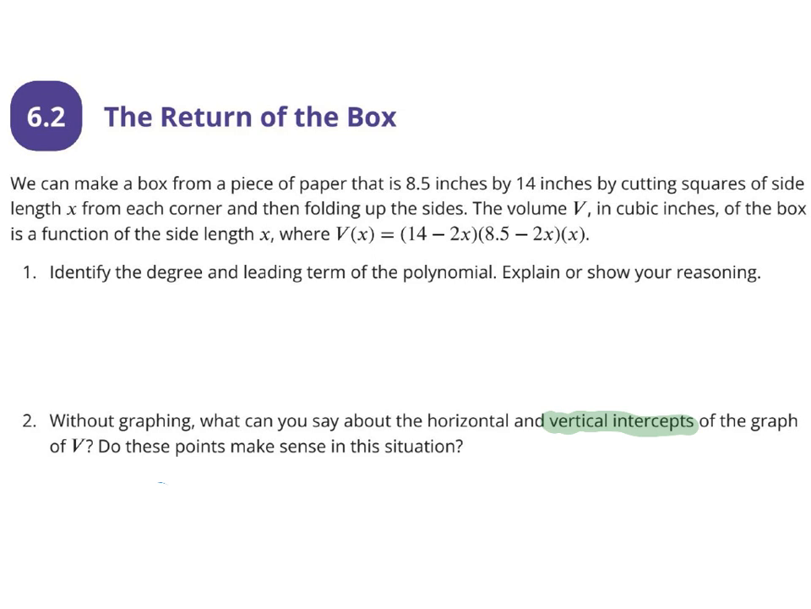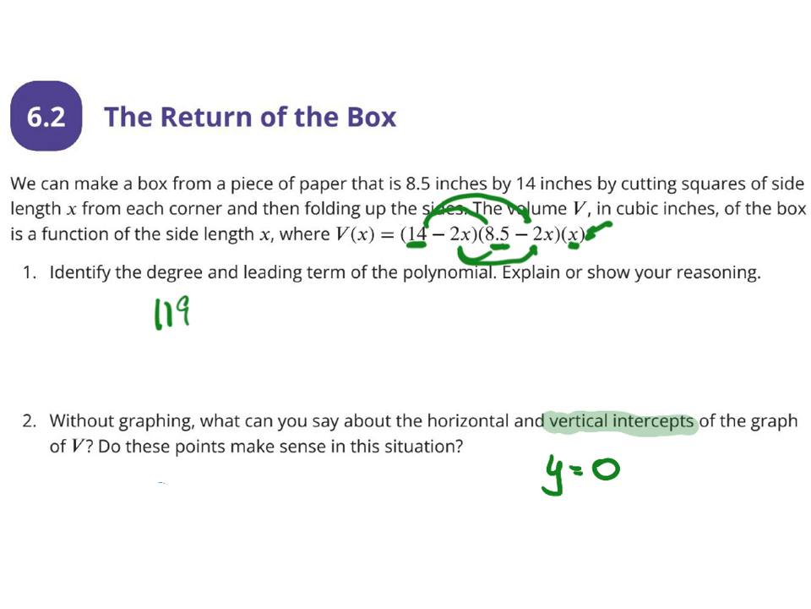Okay, so now let's look at the vertical intercepts. Because this is not an x plus or minus anything, this is going to multiply. I can already see that usually you would multiply the 14 and 8.5. But because this term is only x, that's going to get multiplied to whatever constant I get. I'm going to prove it, but I know already that the y is going to equal 0. So we're going to multiply, we're going to distribute, and then distribute and distribute. So 14 times 8.5 is 119.